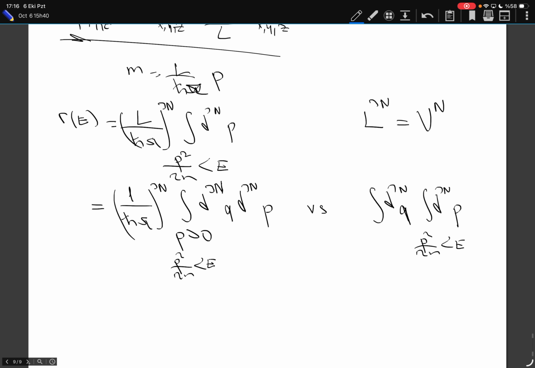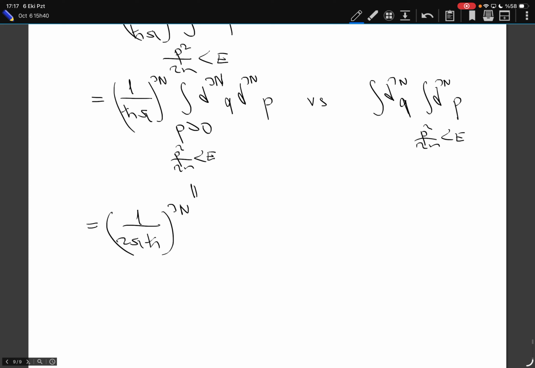Well, the same thing over here. This will be 1 over 2 pi h bar to the 3n. So this is divided by omega 0 n, subject to the condition p squared over 2m is less than E, with no condition on p being positive. Each component of momentum can be positive or negative. That is why I will be double counting. So that is why I introduce a 1 over 2 for each p integral.